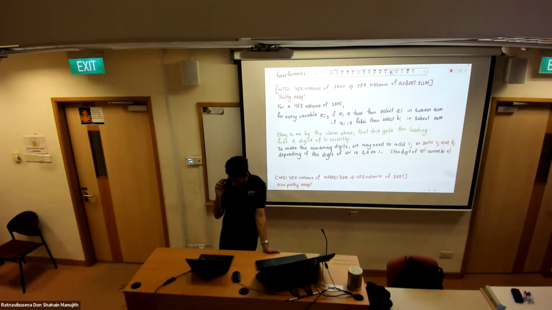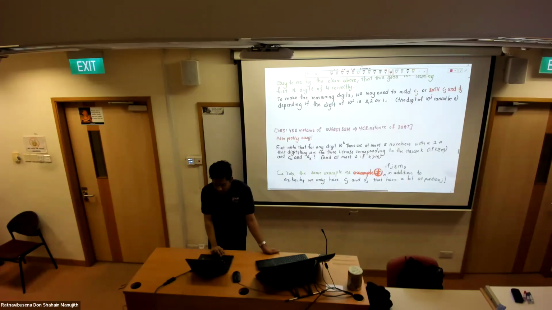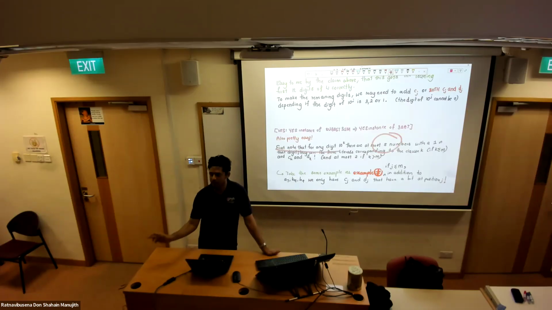Okay, so now we have to prove that if it's yes for subset sum, it's also yes for three-set. It's also fairly straightforward, but you need to be a little bit more careful. Now look here. Know that for any digit 10 to the k, there must be at most 5 numbers with a 1 in that position.